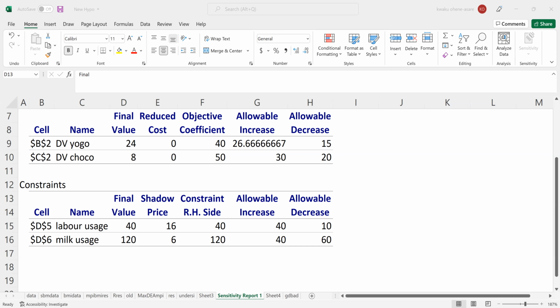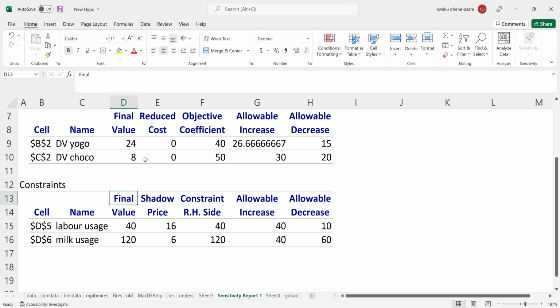The next thing we want to discuss is the shadow price. Check your Excel, look at the sensitivity report, and in the sensitivity report, you will see something known as the shadow price. What is that? What is this shadow price?